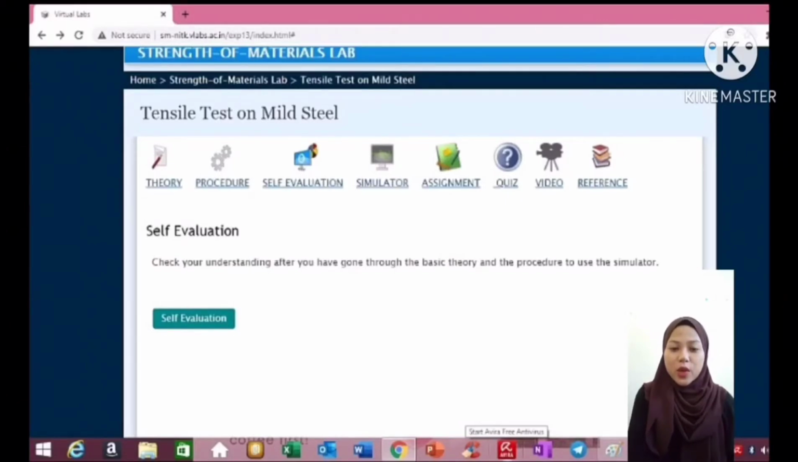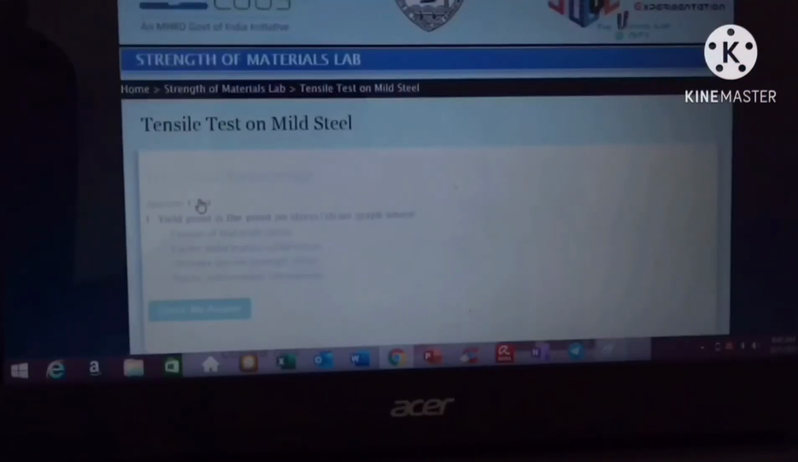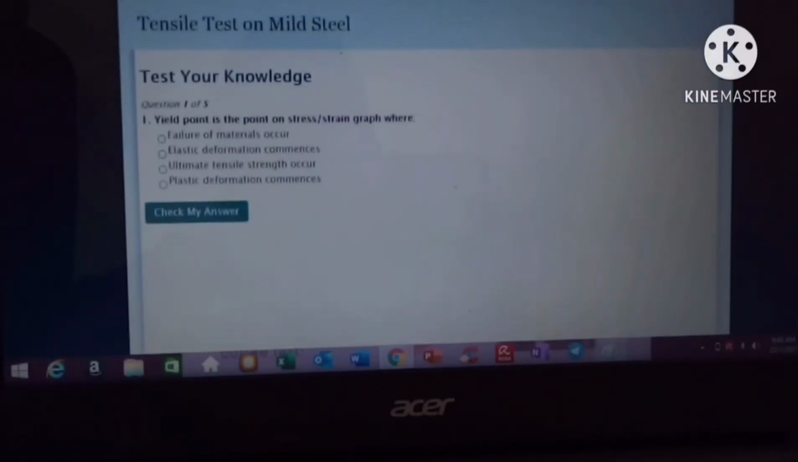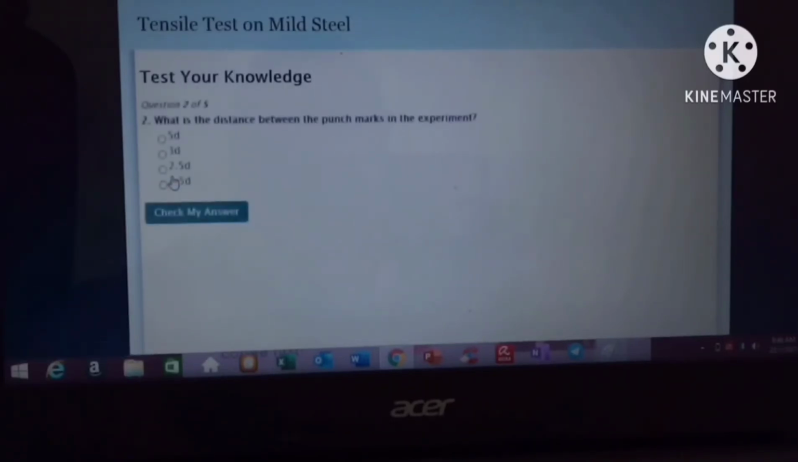After I have gone through the basic theory and the procedure to use the simulator, I will answer the questions in self-evaluation to check my understanding. So let's start. Question 1. Yield point is the point on the stress-strain graph where plastic deformation commences. Next, what is the distance between the punch marks in the experiment? The answer is 2.5 D.